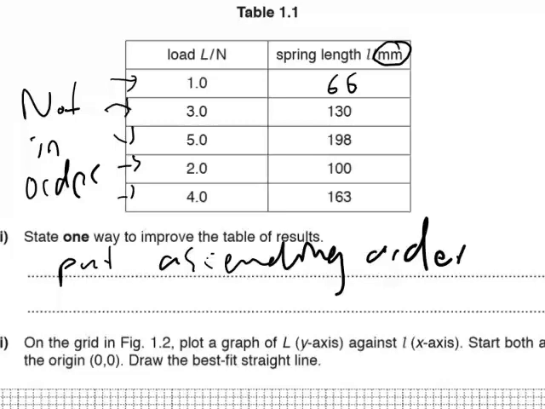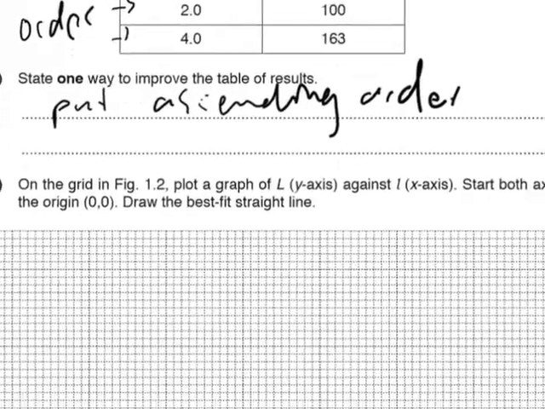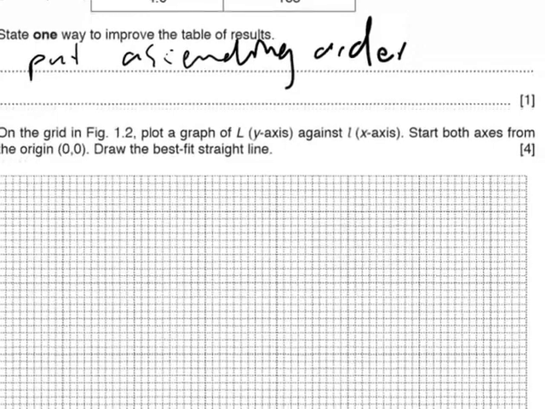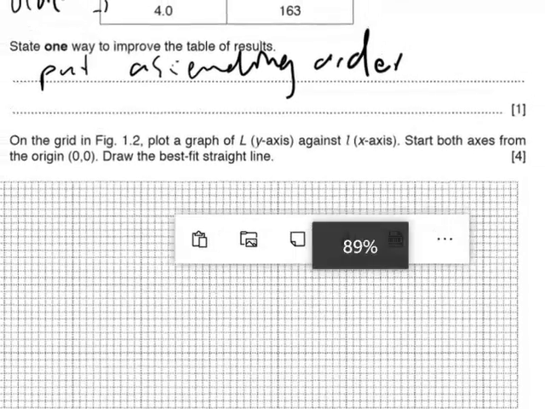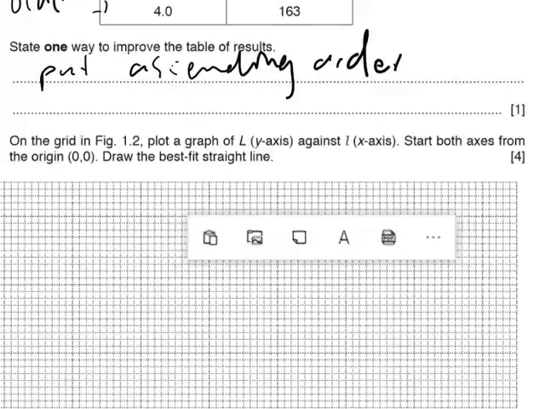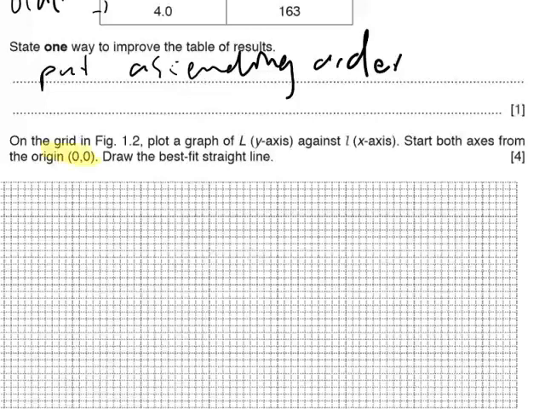And then after that, we need to draw the graph on the grid 1.2. Plot the graph of L against small letter l as x-axis. Start both axes from the origin 0, 0. So this is very important. You have to start from 0, 0. Okay, you cannot break the graph.